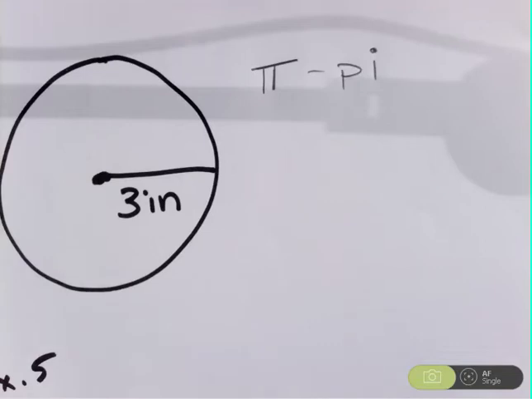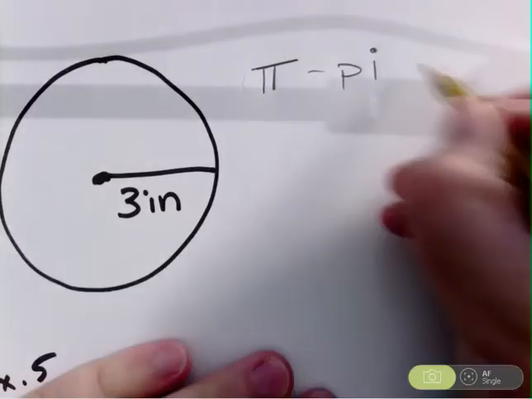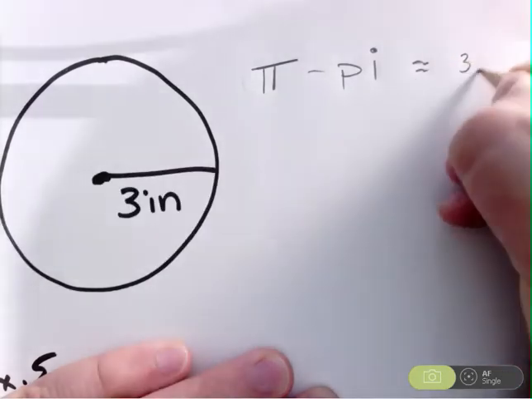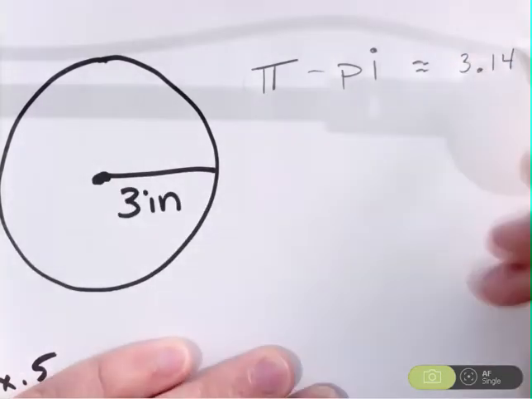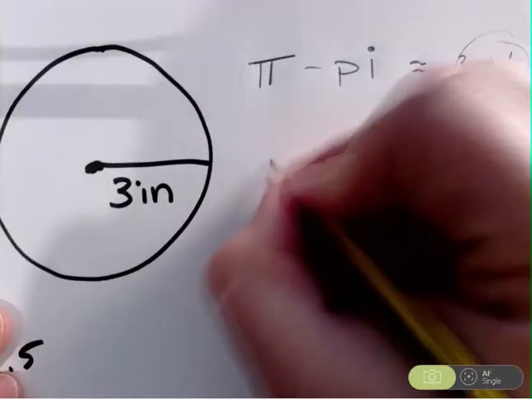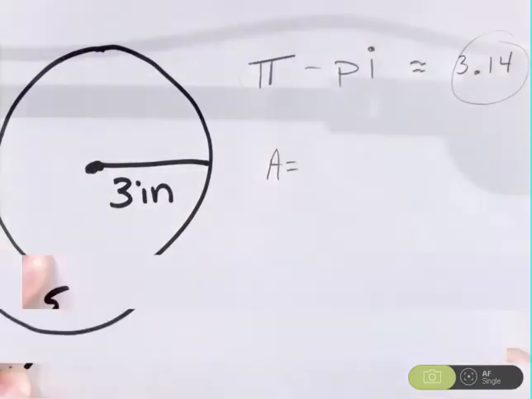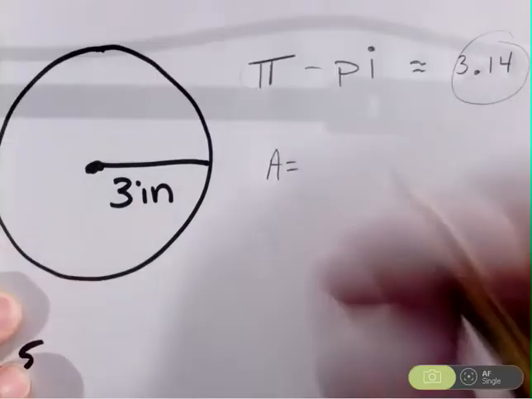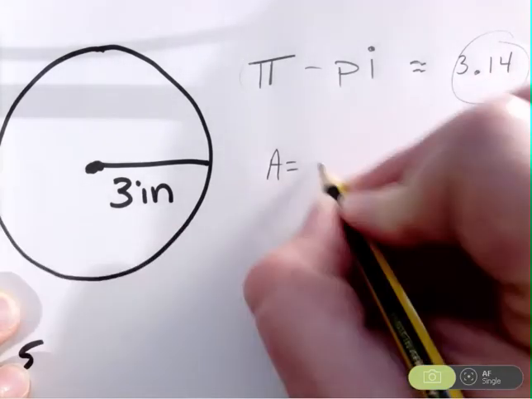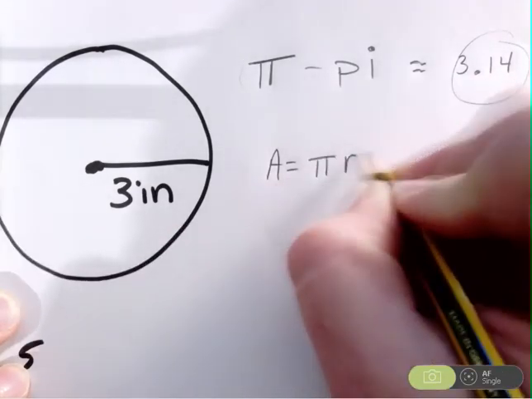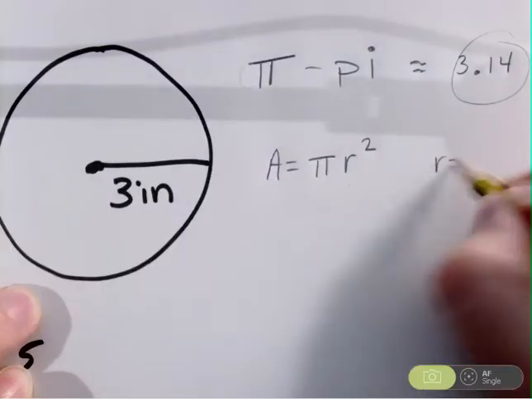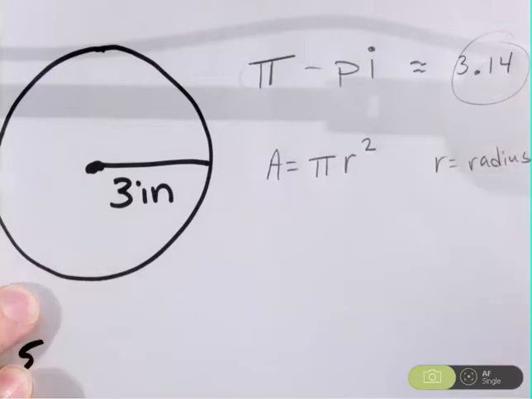There's a button on your calculator that looks like this. The ratio for pi, the number that we can use as an approximate, is 3.14. So this is what I'm going to use today in my calculator. The area of a circle can be found by using the formula: area of a circle is pi r squared, r being the radius.